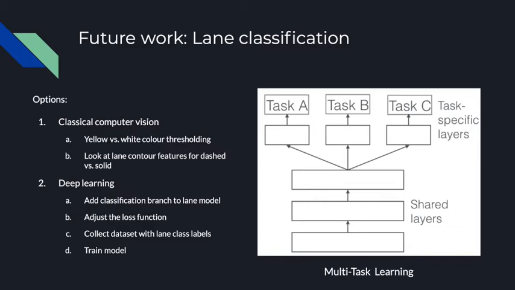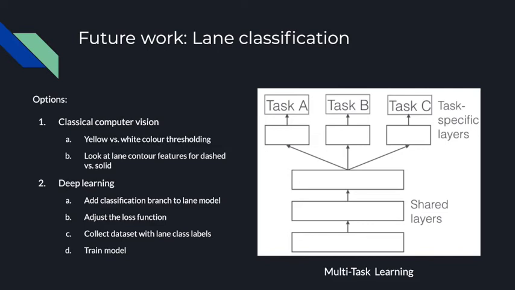So that's lane detection. And basically we're moving towards using this end-to-end model because it generalizes a lot better and it's less error prone. But this end-to-end model does not do another task that's needed, which is lane classification. So we need to know whether the lane is yellow or white, and also need to know whether it's dashed or solid. And there's multiple ways we could do this.